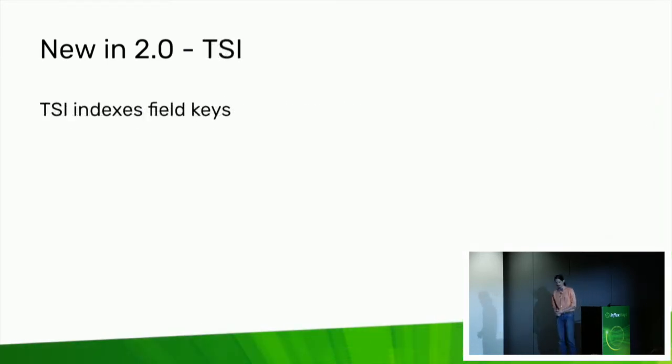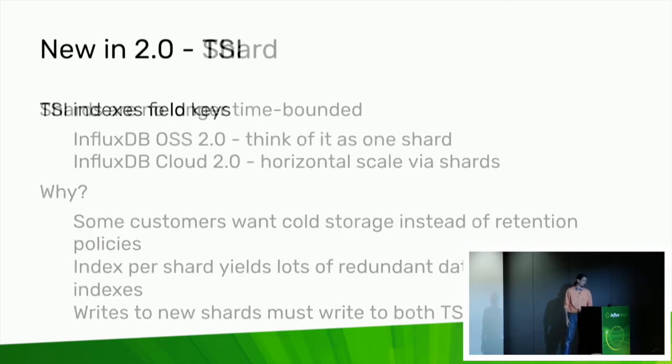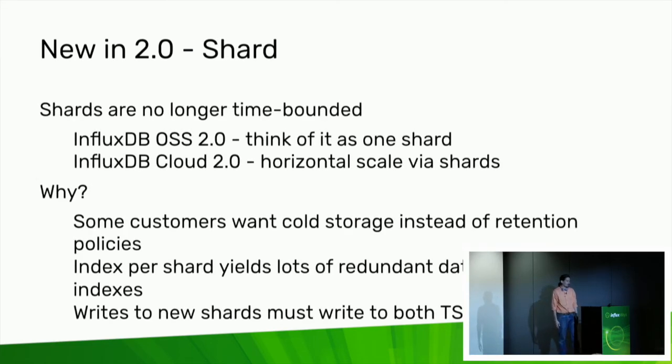In TSI, so in 1.7, I actually lied a little bit before. We don't store field keys in TSI, but in 2.0 we do. And then the shard paradigm changes a lot in 2.0. So in the open source InfluxDB, we just have one shard. We have one write-ahead log, one set of TSM files, and one TSI index. And then in 2.0, we have shards, but they're just for horizontal scale.